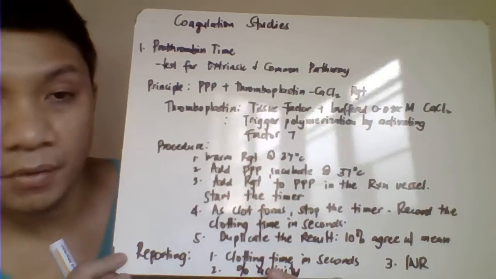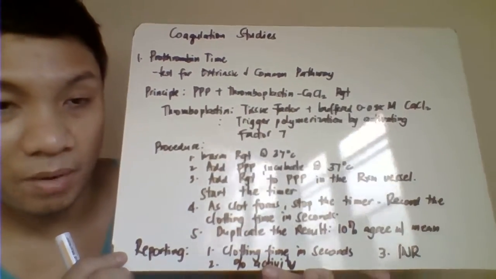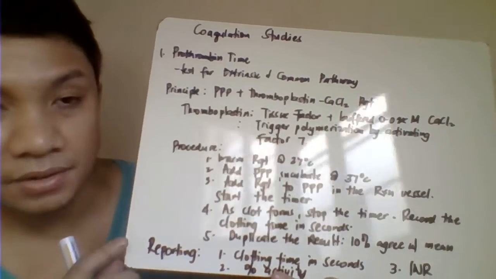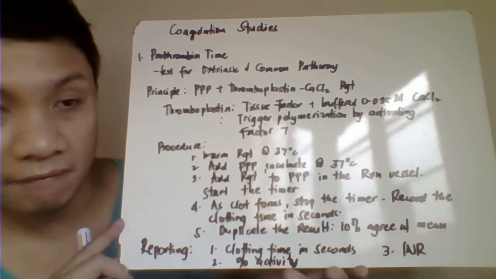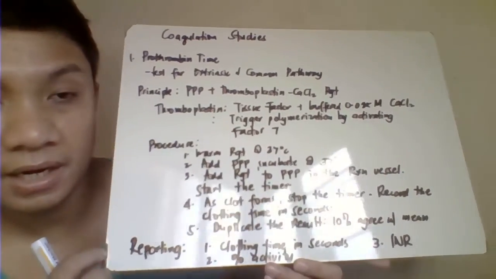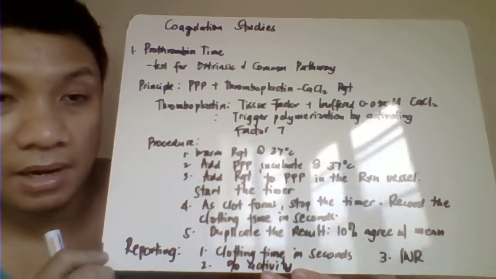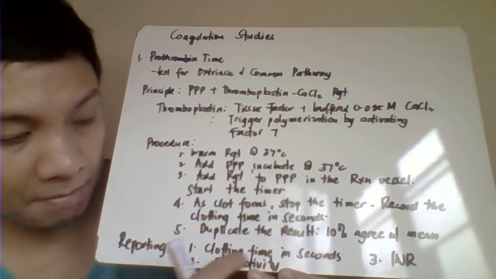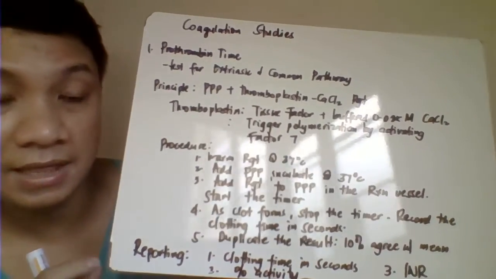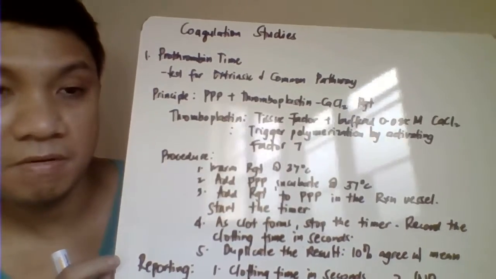Okay, then we have here reporting. What are you going to report? Number one, you report here the clotting time in seconds. Another thing is also to report the percent activity. The third one, you should also have here the result with your INR, International Normalized Ratio. So these are all the test results that should be seen in the test result of our patient when you are doing your prothrombin time.